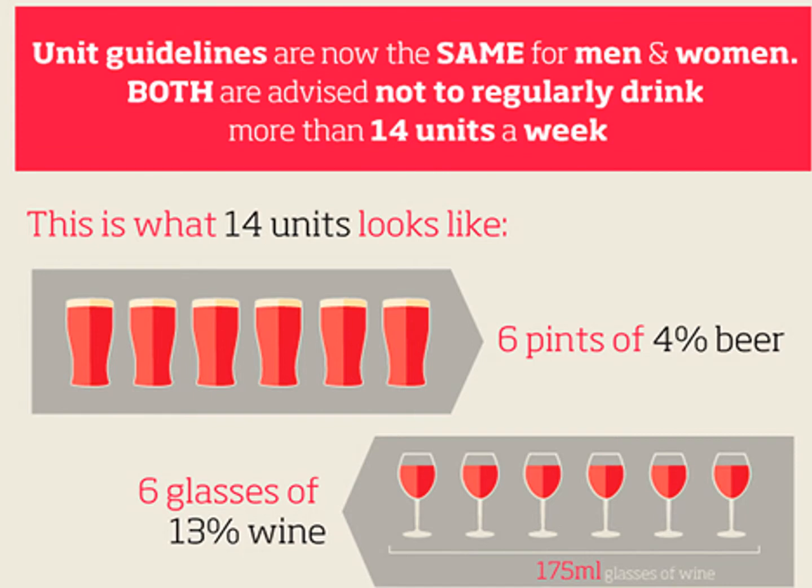These are the current unit guidelines in the UK. They are now the same for men and women, so men and women are advised not to regularly drink more than 14 units a week. As you can see, this equates to 6 pints of beer or 6 glasses of wine with 175 millilitres.